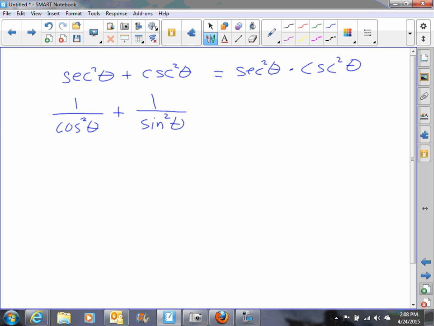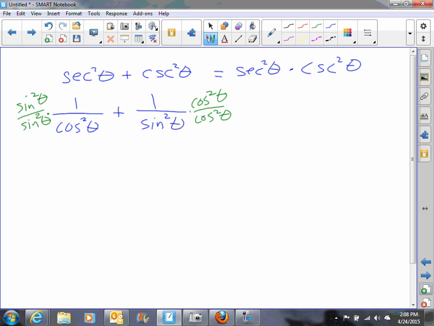Now, if I want to add these two fractions together, I have to have the same denominators. And the lowest common denominator in this case would be sine squared theta, cosine squared theta. So this fraction has to be multiplied by sine squared theta over sine squared theta, and this fraction has to be multiplied by cosine squared theta over cosine squared theta.